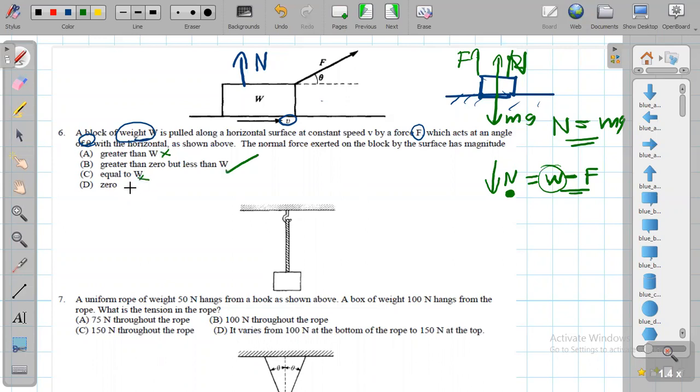0? We don't know. So it is not flying, no, it's not flying. That means it's in touch with the surface. It's definitely not going to be 0. Greater than 0, less than W, that is B. Right?